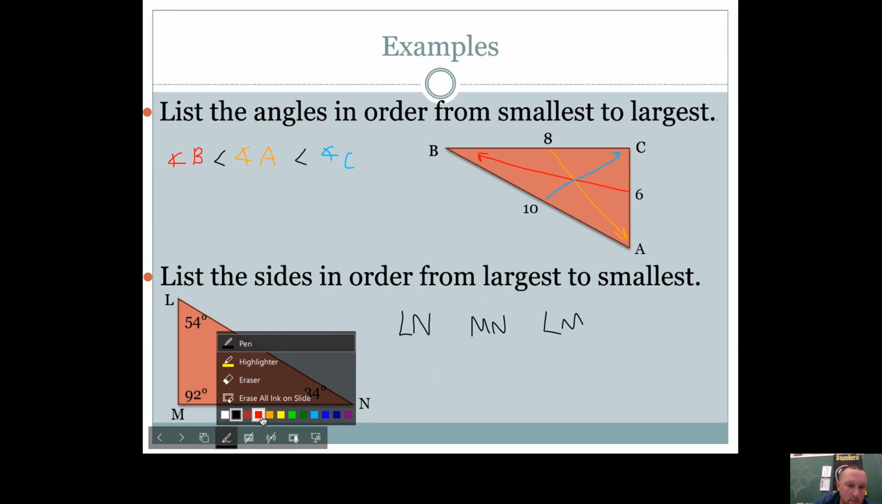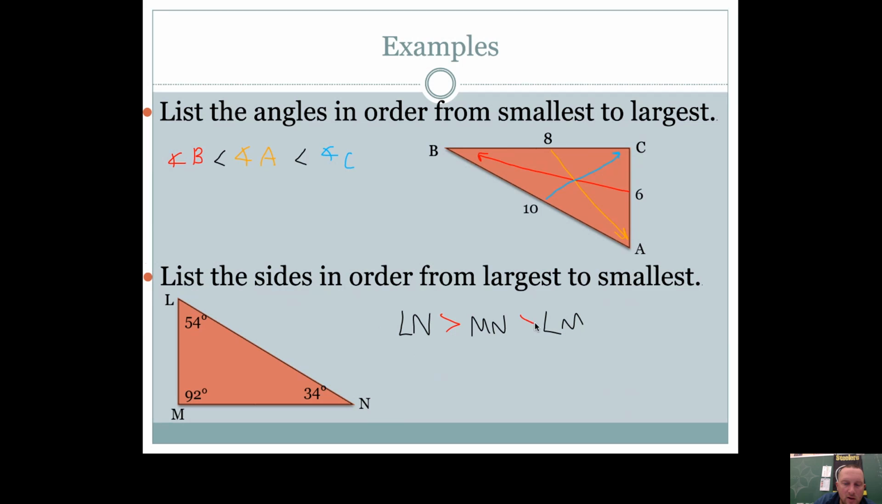Now, since we're going largest to smallest, I'm going to point my inequalities the other way. So this is telling me this is bigger than this, and this is bigger than this. Greatest, smallest, in between. I didn't know the measures of those sides, but I know which one's the biggest and the smallest.